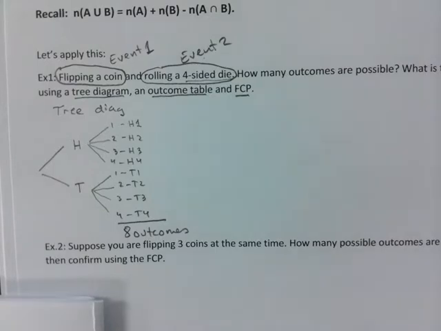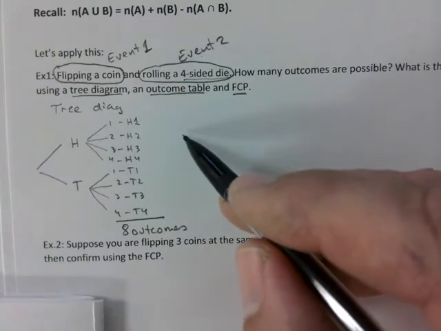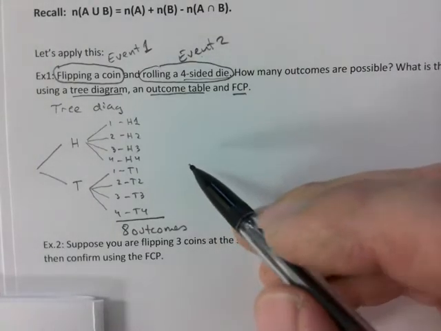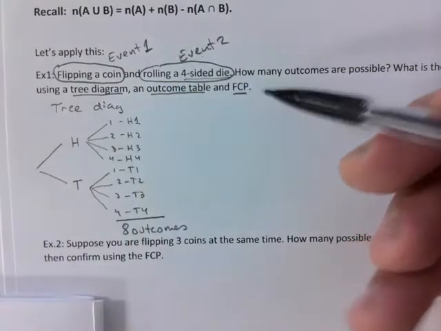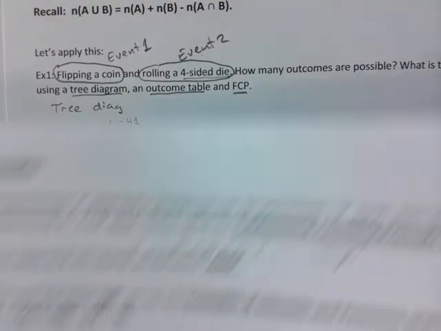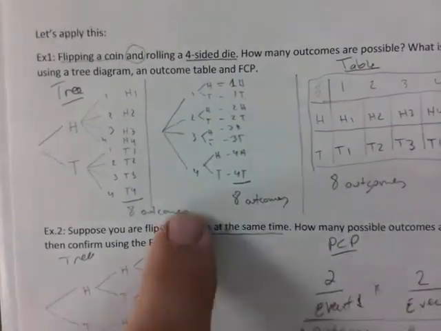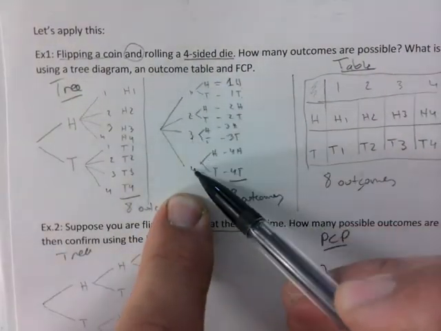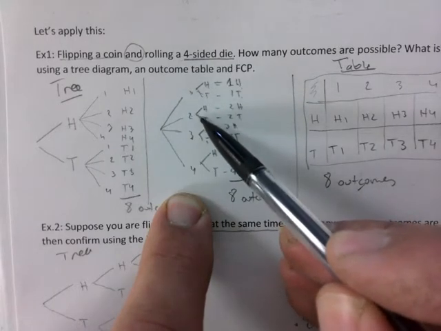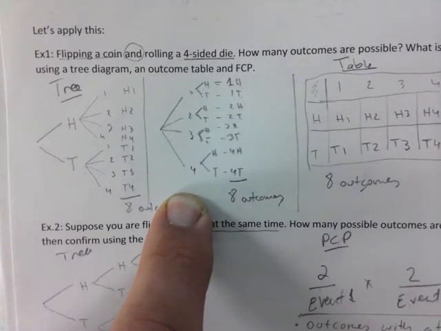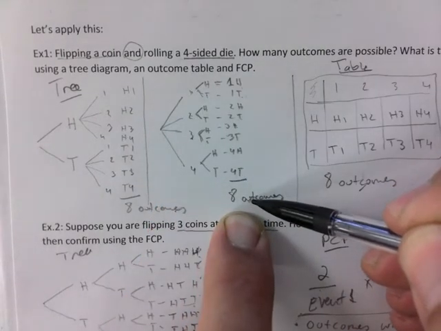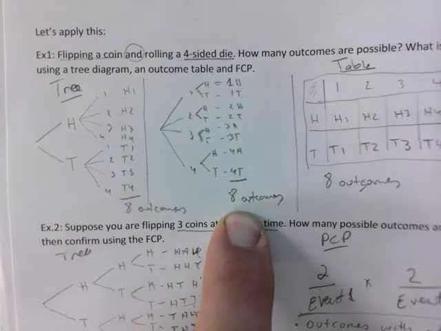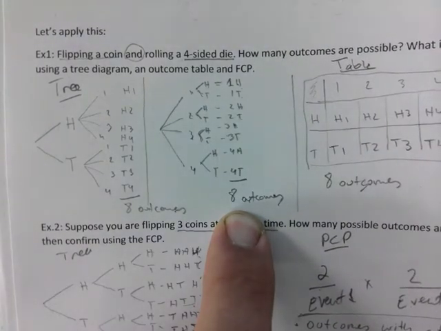Next, let's do... I don't want to do it the other way because it's going to take too much time and space. But could we have started with the die and then the heads? We could have. I'll just show you on my draft here. I could have started with rolling the die, and then every single one would have 2 branches, heads and tails, because that's the second thing you're doing, flipping the coin. And you still get 8 outcomes, okay? So it doesn't matter which order you do them in, you get the same results, okay?